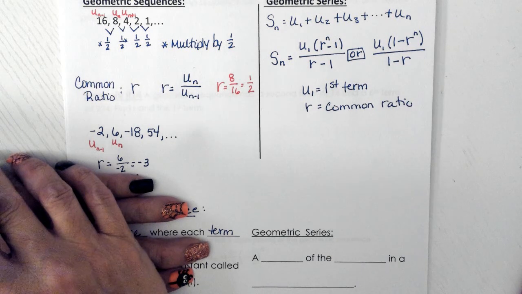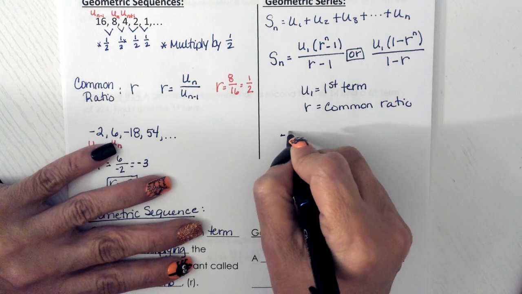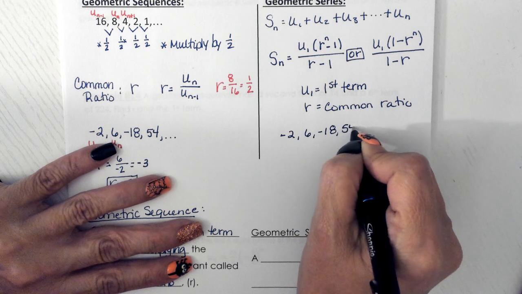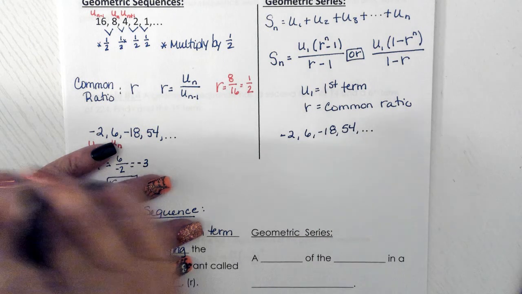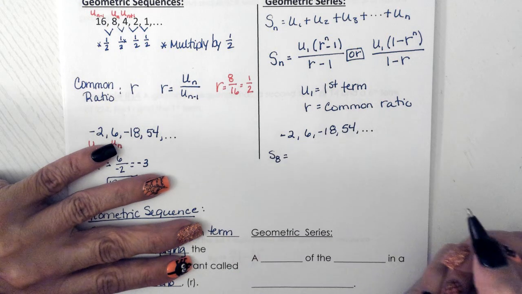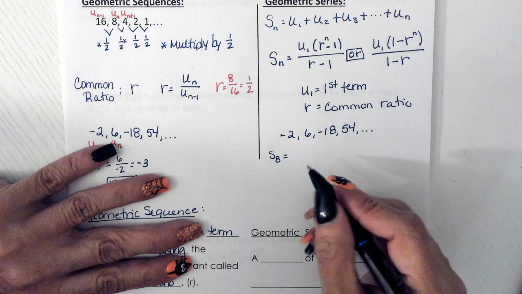Okay. So let's take a sequence. Let's take this one right here: -2, 6, -18, 54. And let's sum up the first 8 terms. Okay, what's the sum of the first 8 terms? So let's use this first formula here.